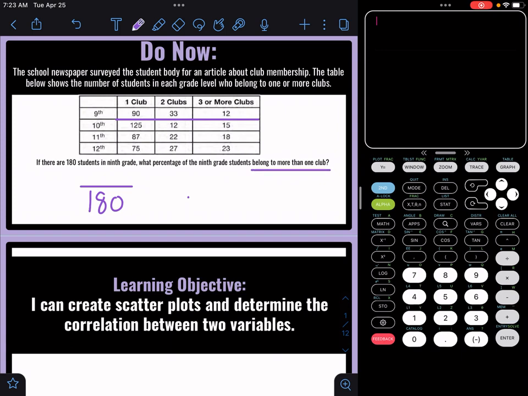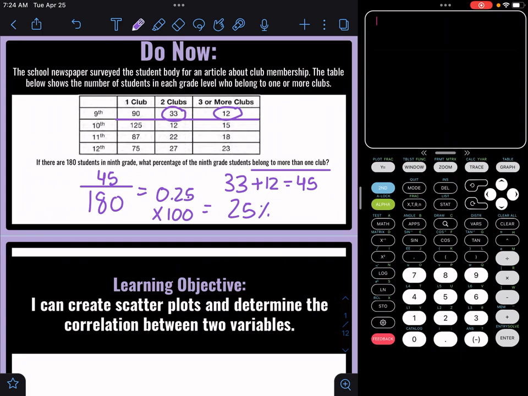So I don't want one club. Two clubs would be more than one club, and 3 or more clubs would be more than one club. So I need to do 33 plus 12. I get 45. Now we have 45 divided by 180, which gives us 0.25. If we multiply that by 100 to get a percentage, we get 25%. So we can say that the percentage of the 180 ninth graders who belong to more than one club is 25%. That was just a little review of yesterday's lesson.